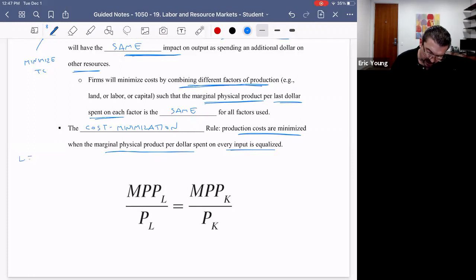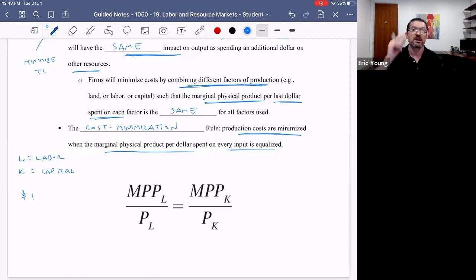Let's say that L is equal to land resources. Actually, let's not do land. Let's do labor. Let's say that L is equal to labor resources and K is equal to capital resources. You're a business owner. Let's just say that you happen to have $1 that you're able to spend.